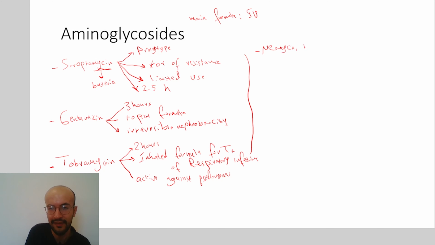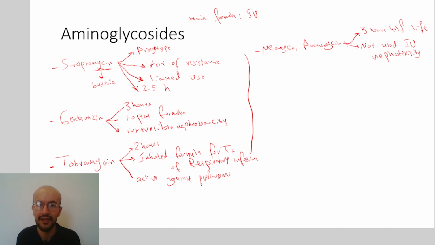Other agents that we have are neomycin and paromomycin, and both have a 3 hours half-life. They are not used intravenously because of the severe nephrotoxicity that they cause, but they are used in other formulas such as the oral formula that we will discuss in the therapeutic uses.